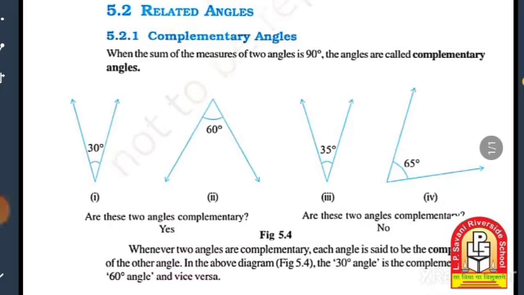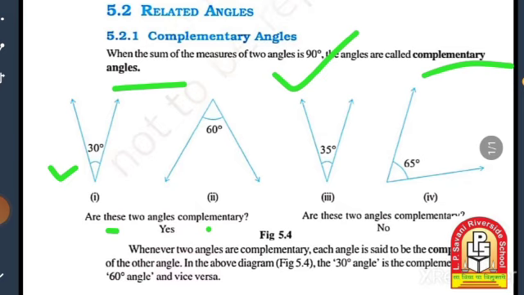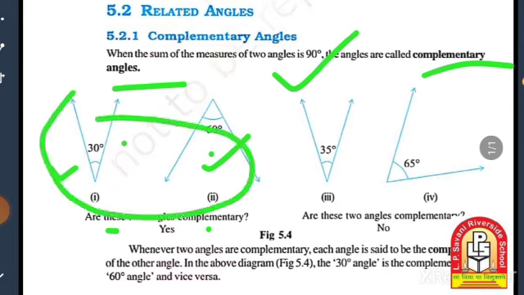Then, related angles. First of all, complementary angles. When the sum of the measures of two angles is 90 degrees, it is known as complementary angles. You can see that these two angles are complementary. Here the first one is 30 and the second one is 60. The sum of these two angles is 90. So these are complementary angles.